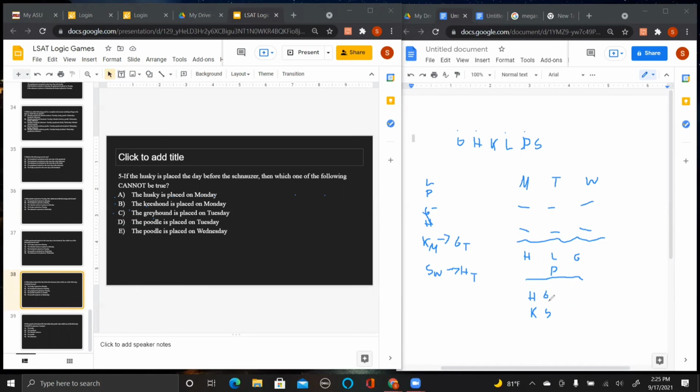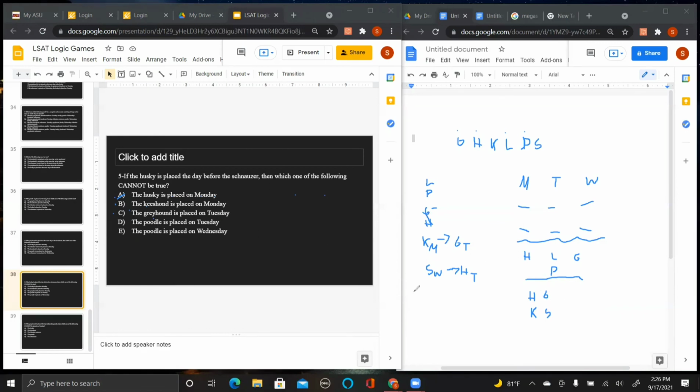So if K is on Monday, G has to be on Tuesday, that can be true. If S is on Wednesday, H is on Tuesday, that can be true. So it can go either way. So what can't be true, let's see. The Husky is placed on Monday. That can be true. L and P can be on this end, they can be Wednesday, right? I'm pretty sure. The Keeshond is placed on Monday. Let's look at that. The Keeshond can be on Monday. Again, if L and P is Wednesday, if L and P is after here, that can be true. The Greyhound is placed on Tuesday. Yeah, this can be Tuesday again, because L and P can be Wednesday.